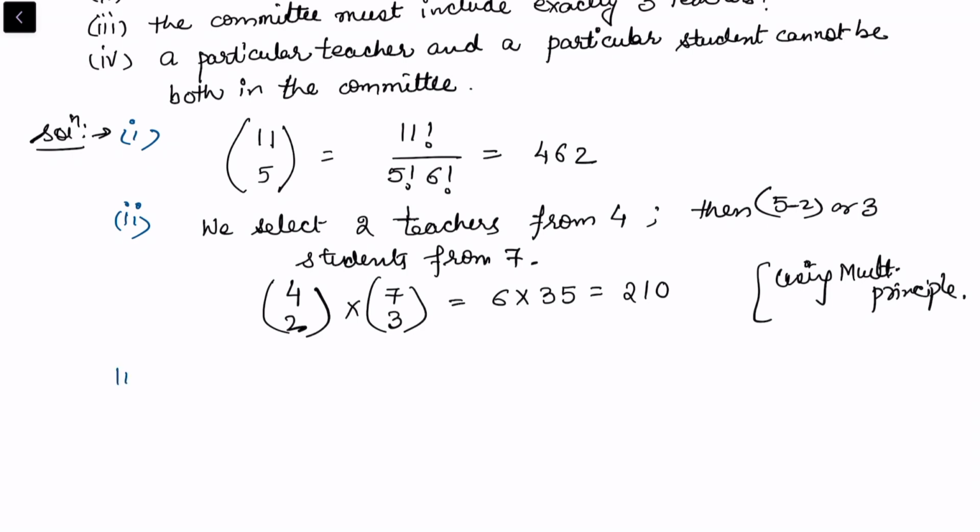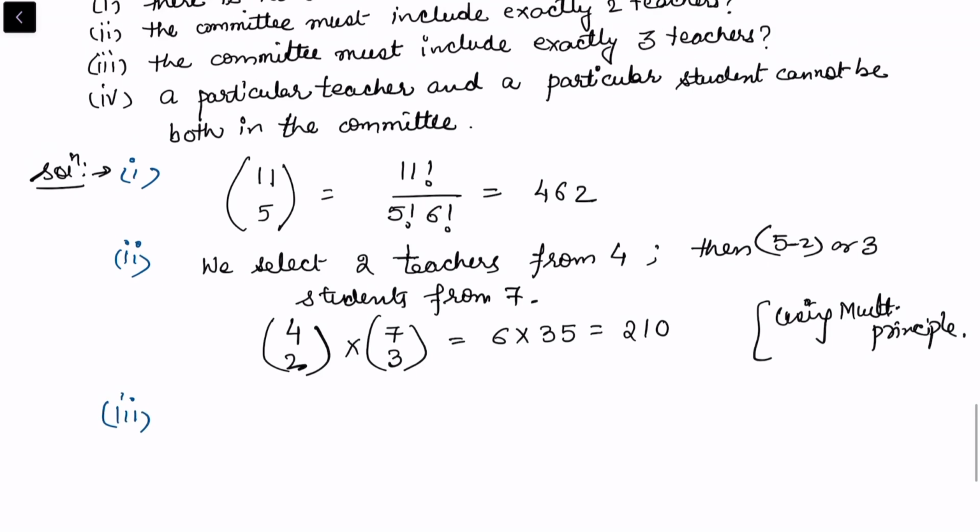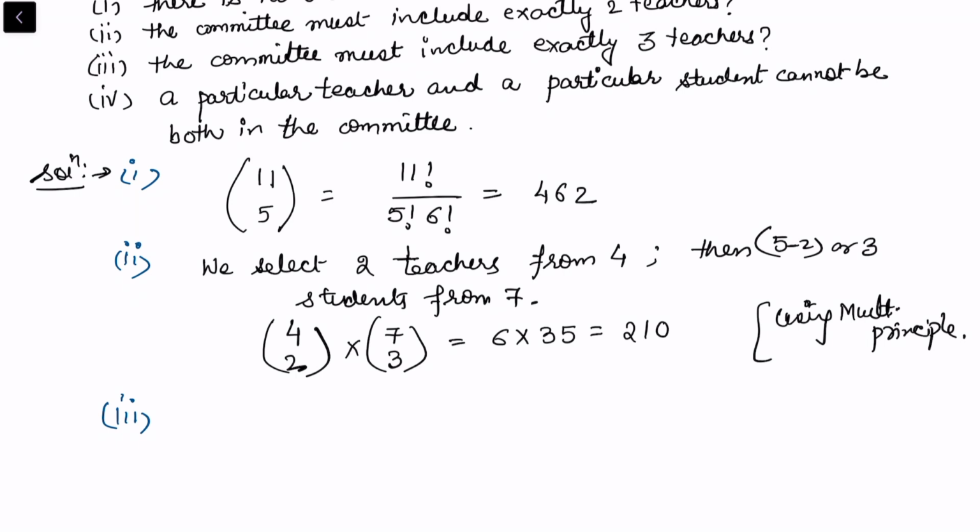Now in the third case, the question says the committee must include exactly 3 teachers. So here it says the committee has to include exactly 3 teachers. So obviously we will first take 4C3, followed by 2 students, that is 7C2. This is equal to 4 into 21. This is equal to 84.